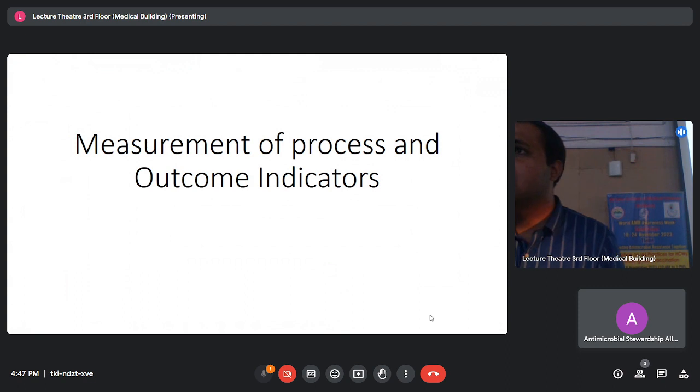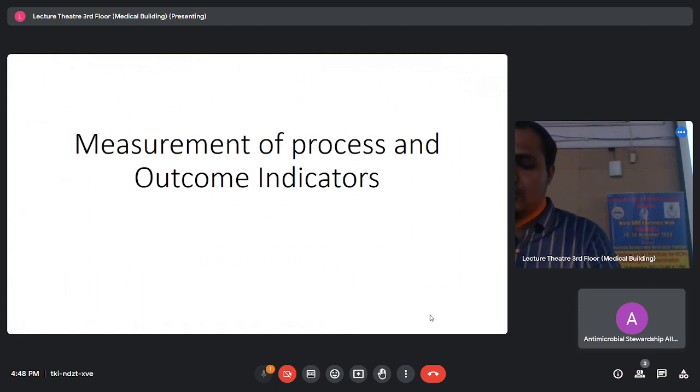Okay, so this is the last session, and I will try to keep it as crisp as possible. It is about the measurement of the process and outcome indicators. Basically, what all efforts and interventions we have done in an antimicrobial stewardship program, how do you know whether they are working or not? How will you ensure that whatever you are doing is going in the right direction or not?